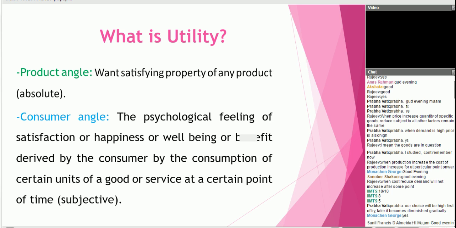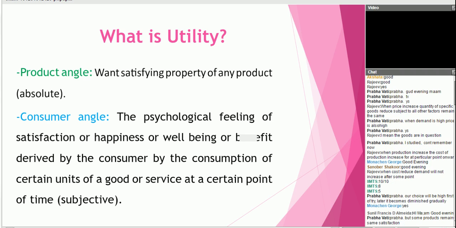Today we are discussing about the law of diminishing marginal utility. Okay. So everyone, did you get this, the meaning of utility from both aspects?